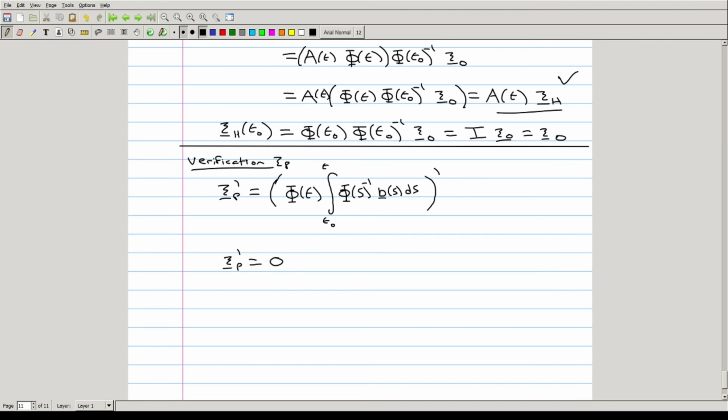So this derivative will be phi prime of t times this integral plus phi of t times the t derivative of this integral. And using the fundamental theorem of calculus, this is going to be equal to the integrand evaluated at t, which will be phi of t inverse matrix multiplied by b of t.